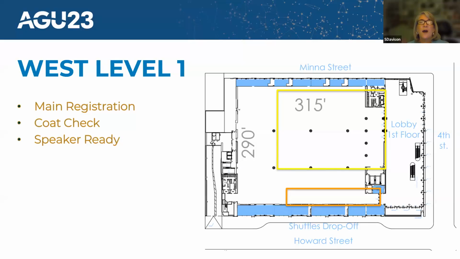Okay, so in West, we're going to place the main registration back in the lower lobby or the exhibit hall area in West. We'll also have a coat check. But new this year, we're going to move the speaker ready room down to the main floor next to registration. That's actually going to give us an extra meeting space in West, which will give us that space back and be able to use it fully for the scientific program.